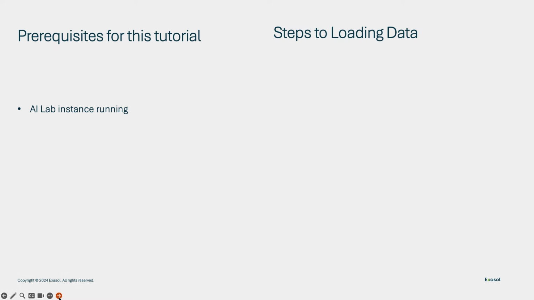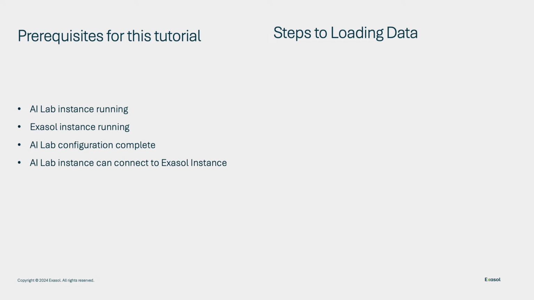So first, you will need an instance of AI Lab running. Now, for those of you that followed along in our previous tutorial, this is going to pick up right where that left off. You will also need an instance of Exasol running as well, and you'll need to have configured AI Lab so that it can talk to that Exasol instance. So we need both of those set up and running, and we need them to be able to communicate with each other.